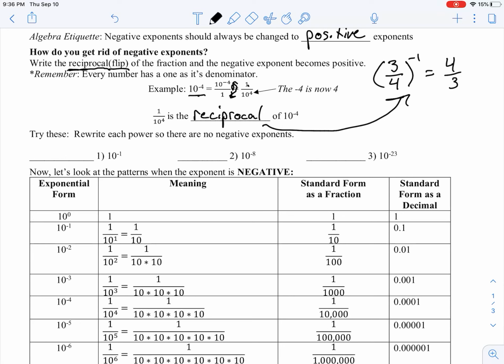Alright, so we're going to try these. We're going to rewrite each power so that there are no negative exponents. Well, all I needed to do was flip my power here and use a positive exponent. So same thing for number 2. We're just flipping our fraction, 1 over 10, and then our negative 8 would become a positive 8. And same thing, easy process here. We're just flipping over our base as a fraction and turning our exponent to a positive. 1 over 10 to the 23 is the same thing as 10 to the negative 23rd, just written with a positive exponent.